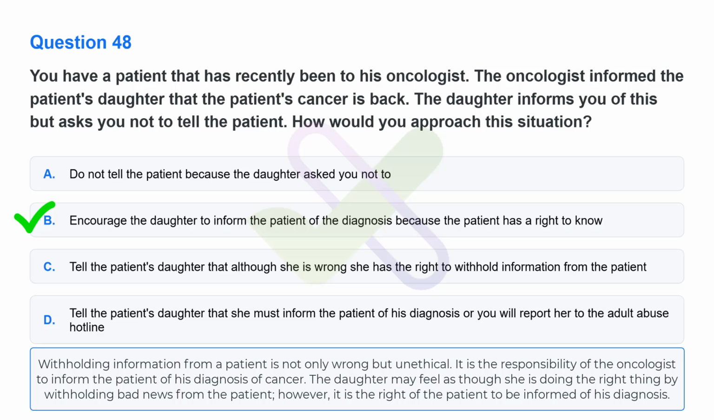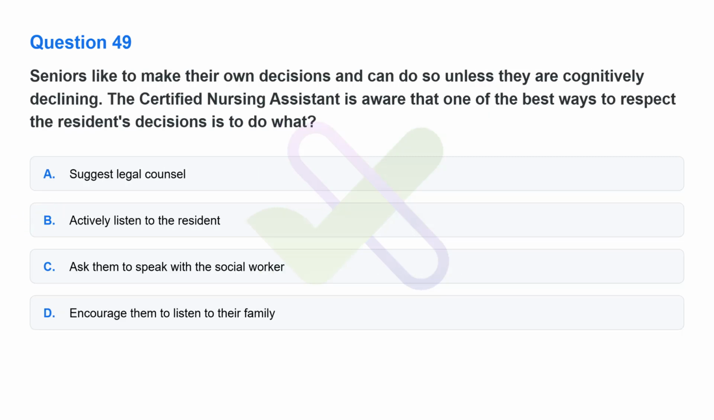Correct answer, B. Encourage the daughter to inform the patient of the diagnosis because the patient has a right to know. Withholding information from a patient is not only wrong but unethical. It is the responsibility of the oncologist to inform the patient of his diagnosis of cancer. The daughter may feel as though she is doing the right thing by withholding bad news from the patient. However, it is the right of the patient to be informed of his diagnosis. Seniors like to make their own decisions and can do so unless they are cognitively declining.